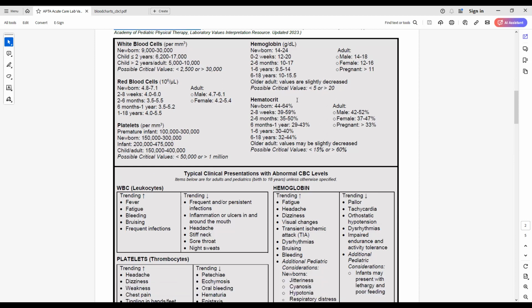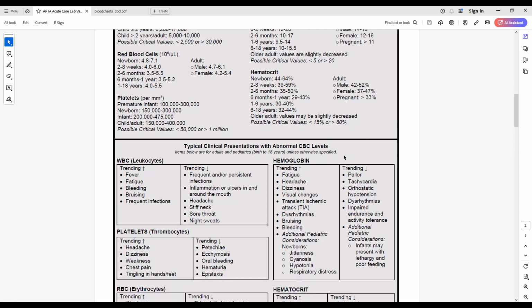Hematocrit, these are the percentages for newborns and different ages, and older adults' values might be slightly decreased. And you see that for a pregnant woman we will have less hematocrit compared to normal values for adult males and females, and possible critical values below 15% or above 60%.